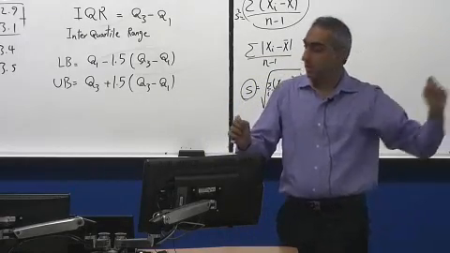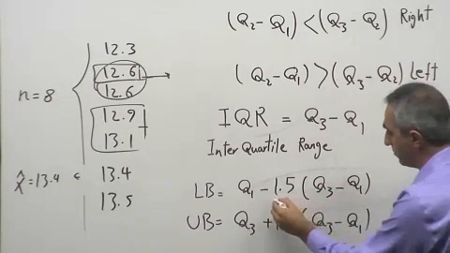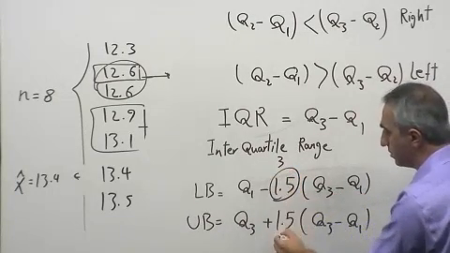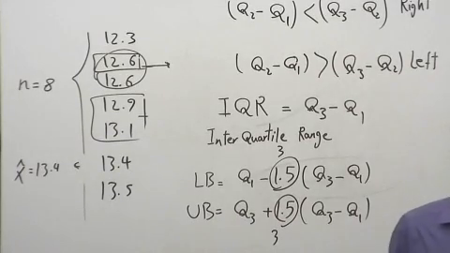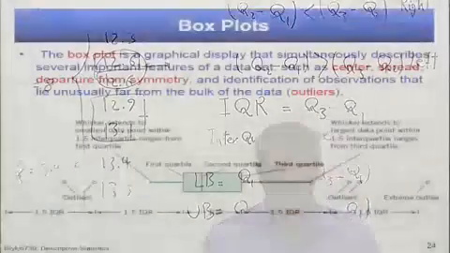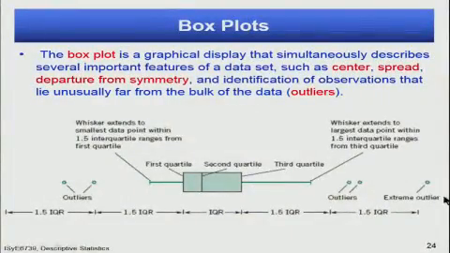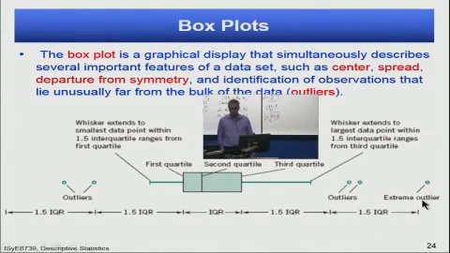Okay? Then sometimes they replace 1.5 with 3, and they call it extreme outliers. That's what they call it. I don't know why, but that's what is in your textbook. So it's called an extreme outlier if it is more than 3. So this is an outlier, this is an extreme outlier. Any questions?